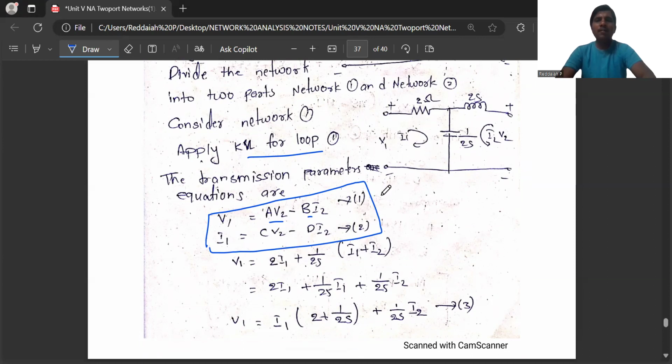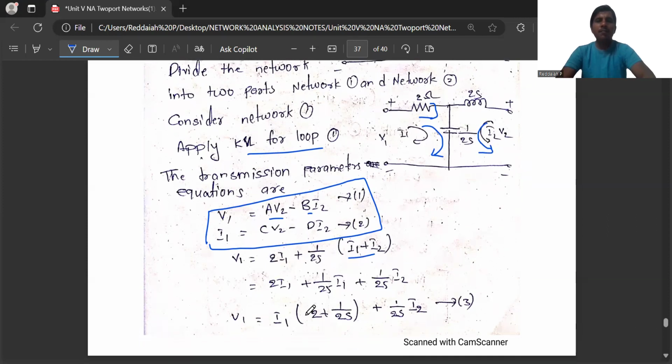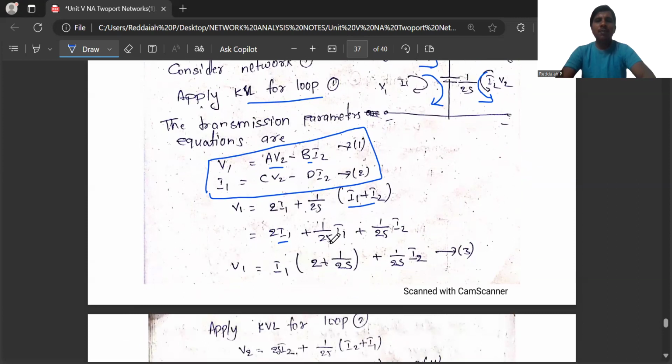apply KVL for loop 1, V1 equals 2I1 plus the voltage drop 1 by 2s into I1 plus I2. Assume all current directions are in the same direction, then we can add I1 plus I2. From that, you can write 2I1 plus 1 by 2s I1, plus 1 by 2s I2. Therefore, V1 is I1 made common, 2 plus 1 by 2s, plus I2 times 1 by 2s. Make it equation 3.